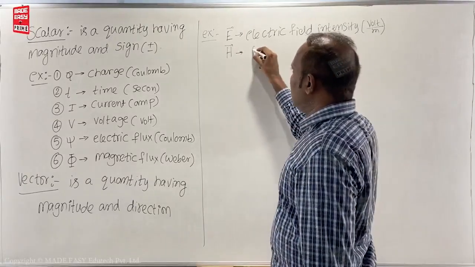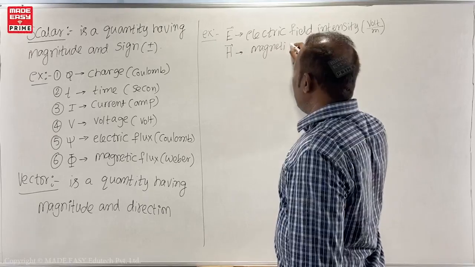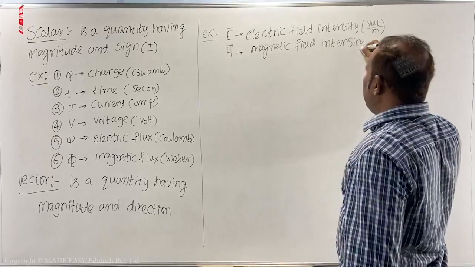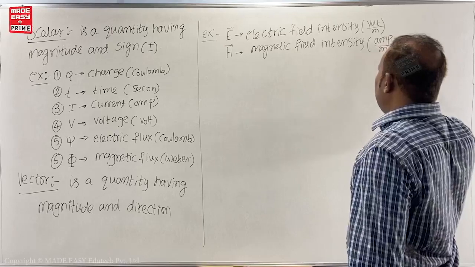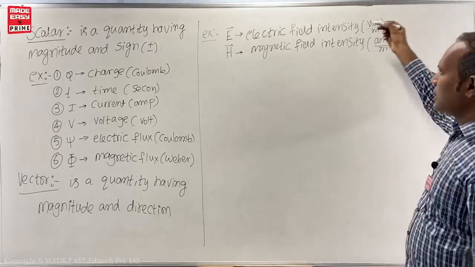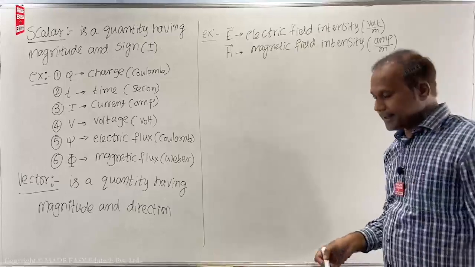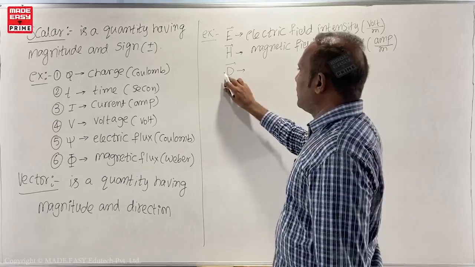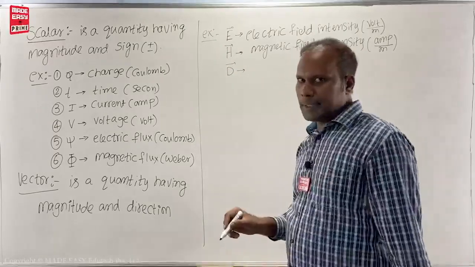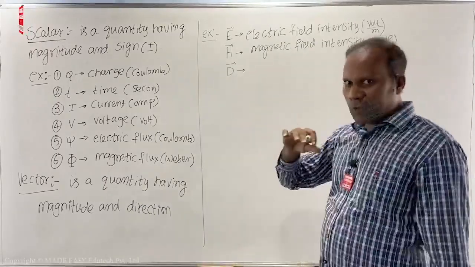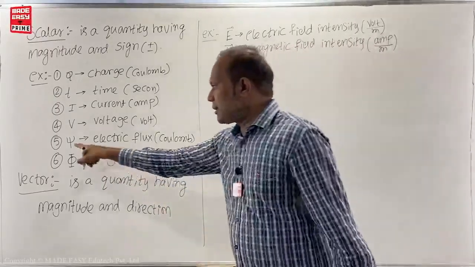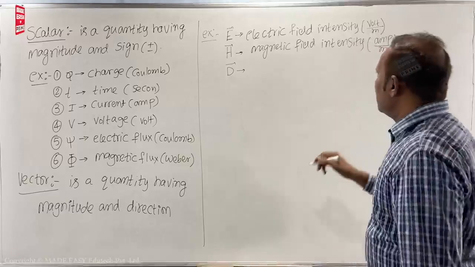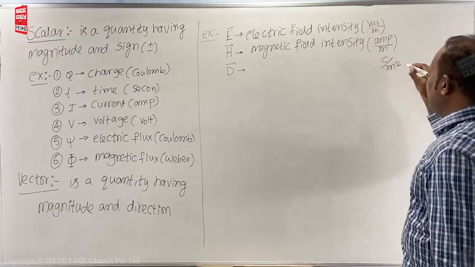Now H bar is a symbol for magnetic field intensity, unit is ampere per meter. Here it is like that, voltage gives electric field, current gives magnetic field, like that. Now D bar, its definition is electric flux by area. So electric flux symbol is psi. So electric flux by area. So unit of electric flux is coulomb. So area means meter square.